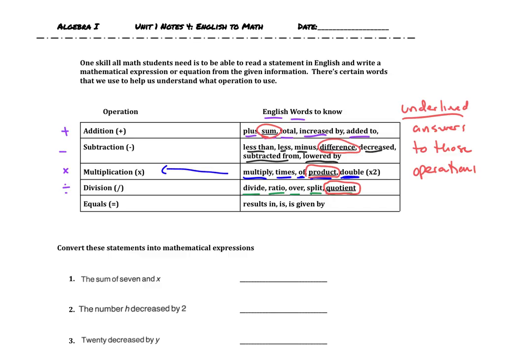Then the last one, equal sign. That one's pretty straightforward. Results in, is given by, basically totals to, anything like that. Something that is very descriptive of going to end.